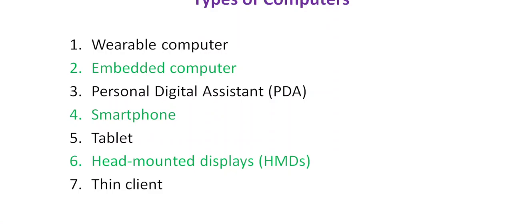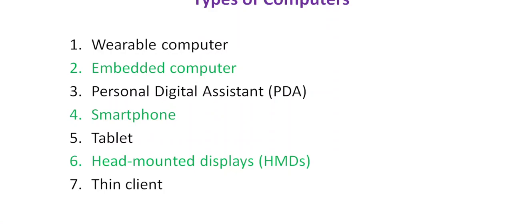Today's smartphone is equivalent to that of a computer. Of course, it has its own limitations. The main limitation is the screen size, but it has very good processing capability. The processing capability of a smartphone is more than that of a desktop computer of, say, 5 years back.